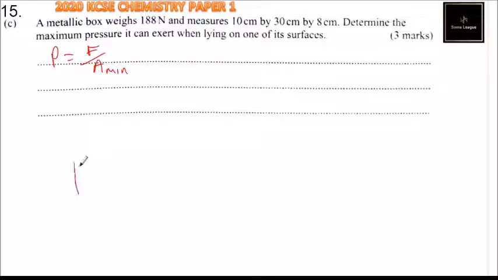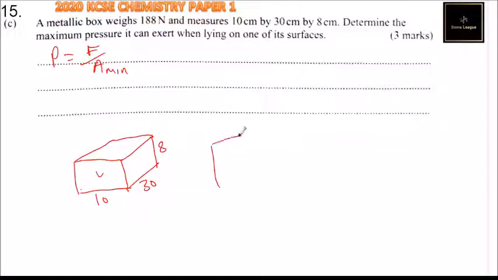So if you say that this is our box, a metallic box, like that, and this is 10, this is 30, this is 8. So the side with the minimum area is the one that will exert the maximum pressure, and that is this side, that is 10 by 8. So we can put it like that. So this is 8 and this is 10. So that's when we have maximum pressure.